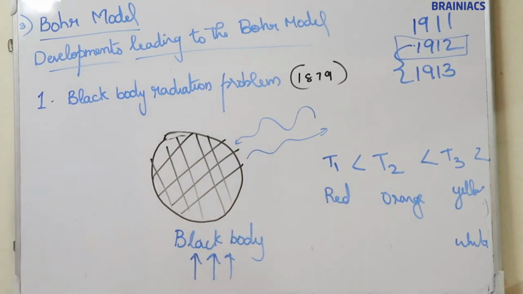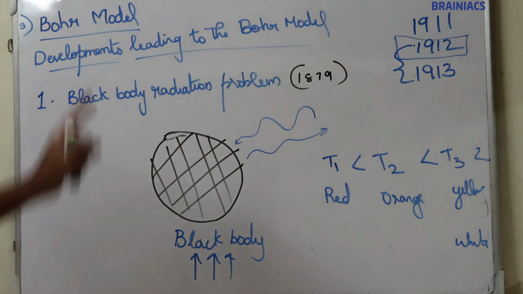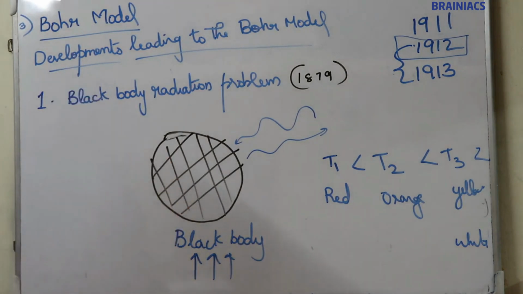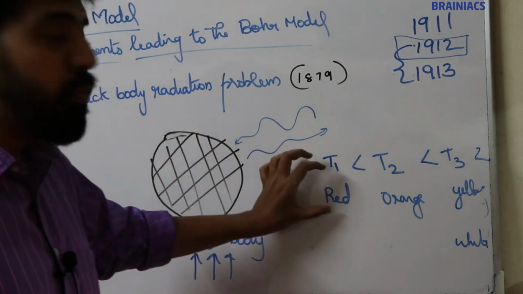So a black body is a perfect absorber and emitter of radiation. It will absorb all the radiation falling on it, and it will emit all the radiation. Now, when a black body is heated at a lower temperature, it will first emit red color.